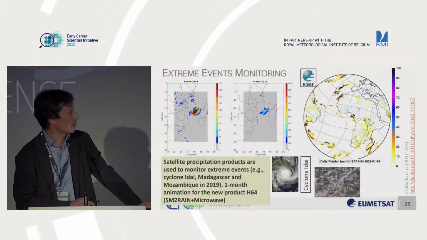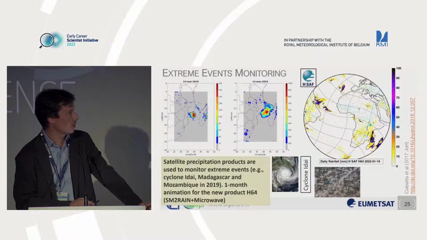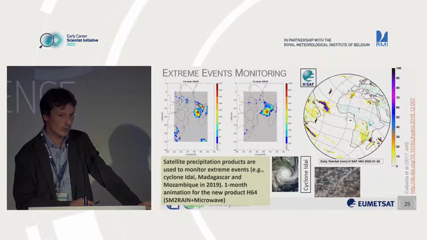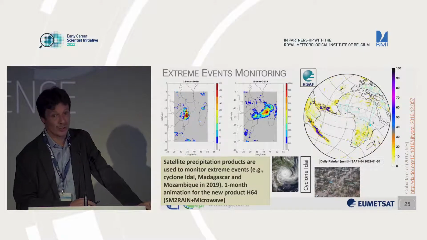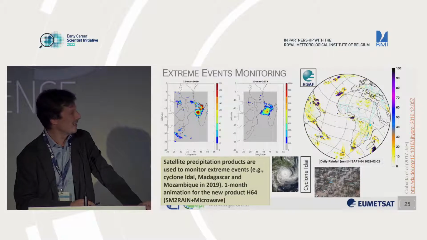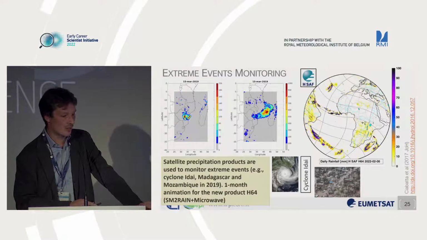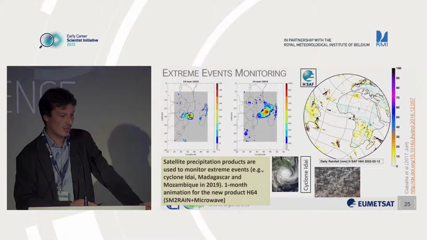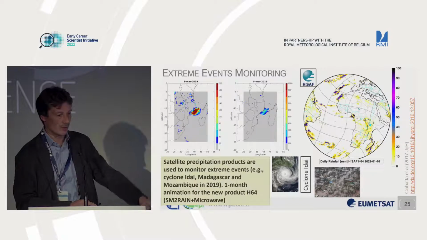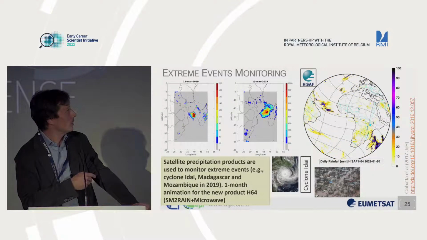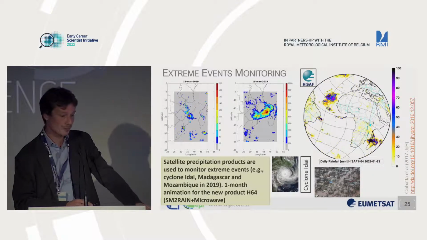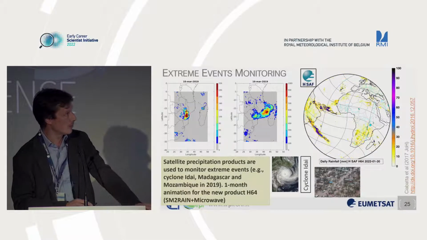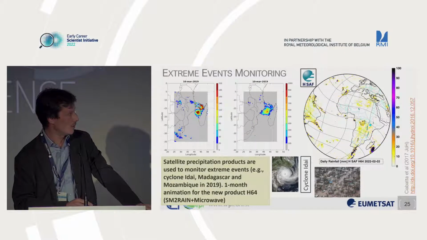Other applications, what are the different applications that we are managing? One of the main applications of satellite precipitation data is extreme events monitoring. This is what we have done, what we are doing, and what we will do in the H SAF project. For instance, on the left, you can see the animation of the cyclone Idai in Madagascar, and we track the occurrence of the precipitation. In the middle, you can also see the accumulated precipitation. And on the right, you see the current products that we have available every day.